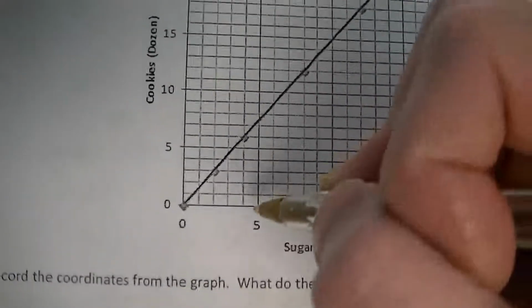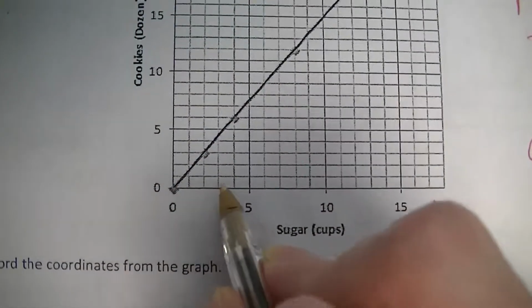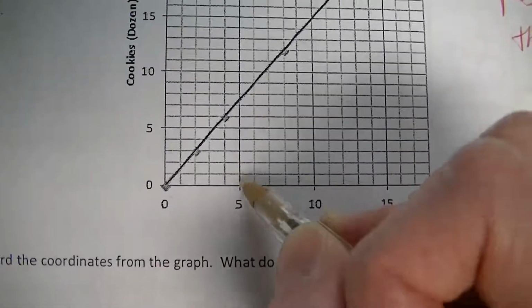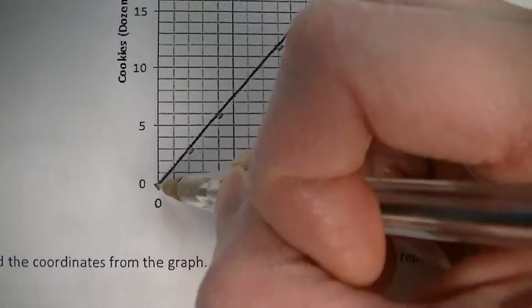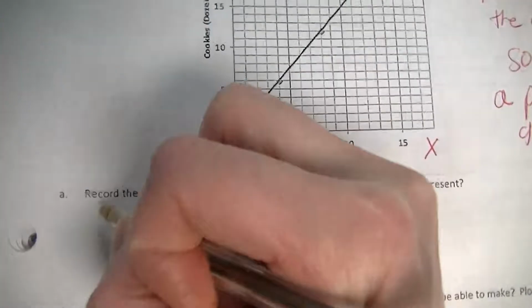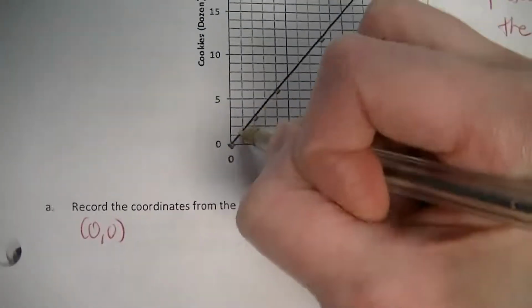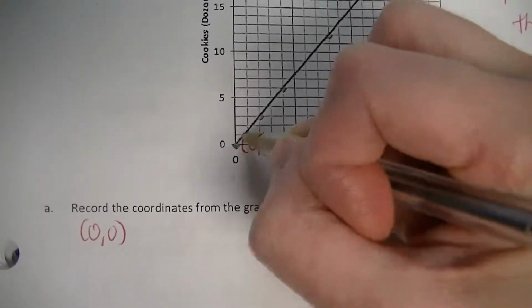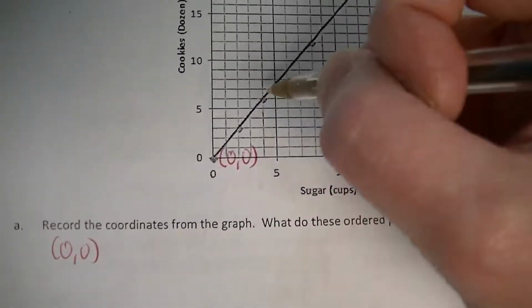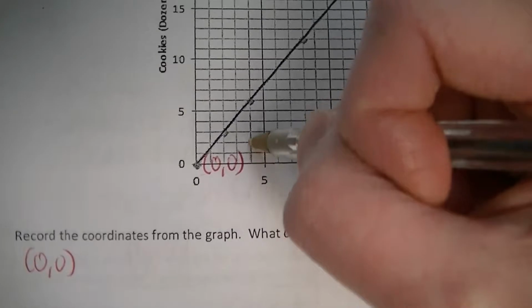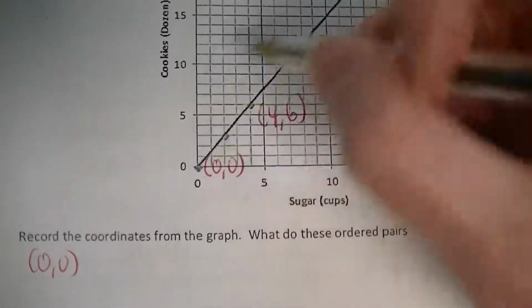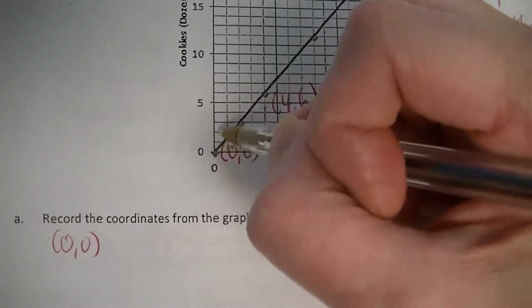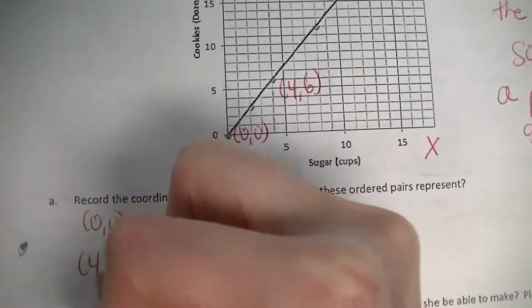You don't have to do all of them. Let's just do a couple. What's it counting by? So 1, 2, 3, 4, 5. It's counting by ones, but the ones that are in bold just go by fives. So this right here is 0, 0, the origin. And I'm going to skip that one because it's too close to that. I don't have enough room to write. This one right here is 4, 6. Yep, because that's counting by ones also.